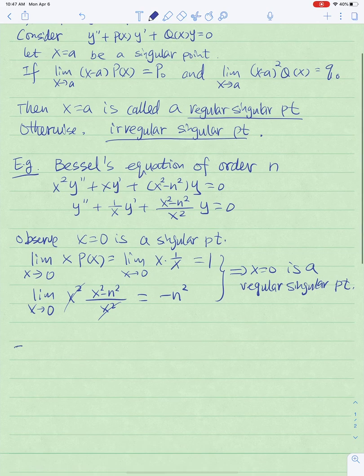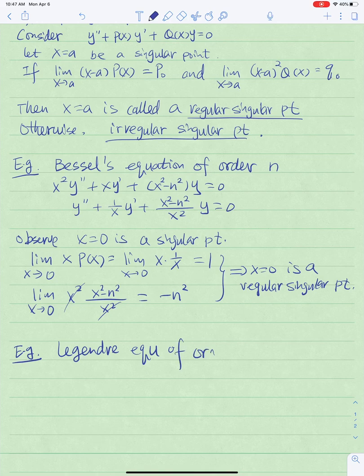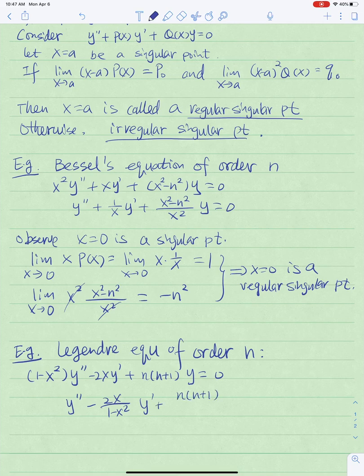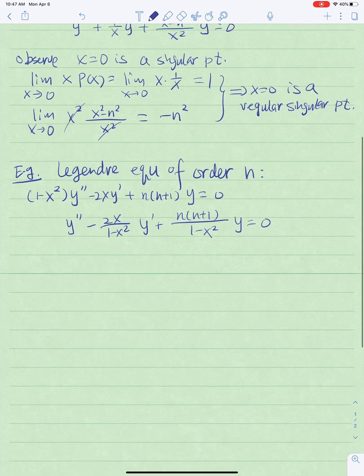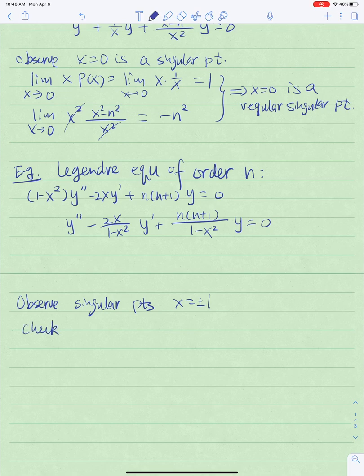Let's look at another example. We have the general equation of order n, which has the following form. So again, first we want to make the coefficient of y double prime be 1, so we divide both sides by 1 minus x squared. And we observe that singular points are plus and minus 1. Now let's check whether there's a regular singular point. So let's first check x equals 1.